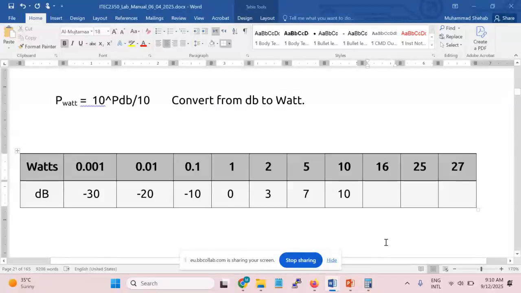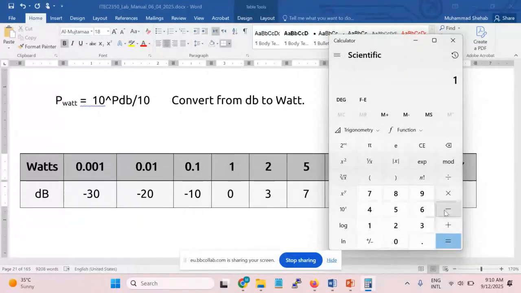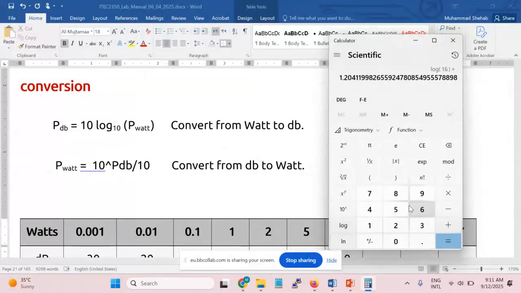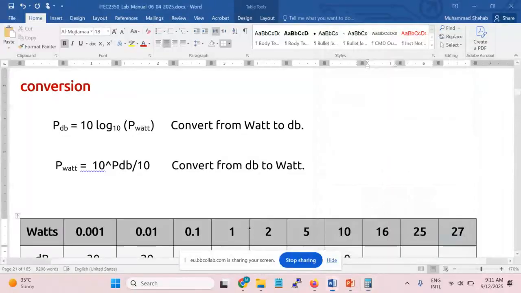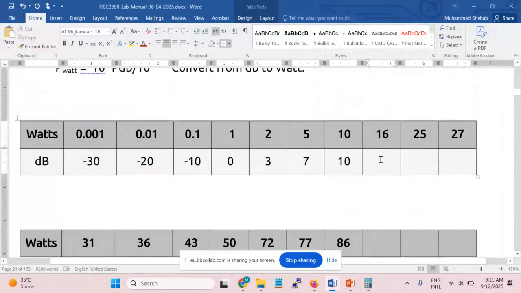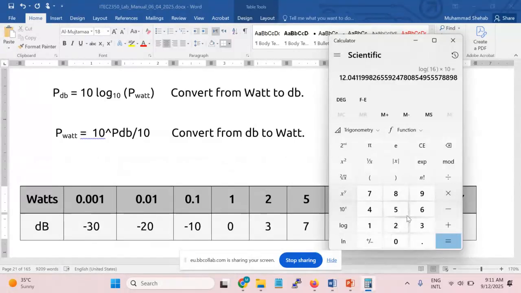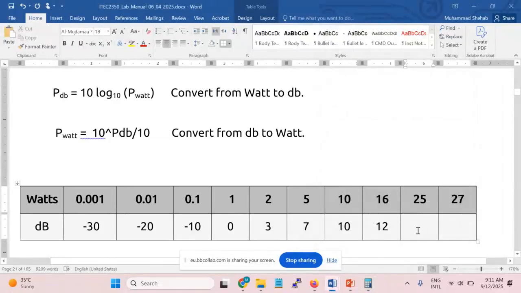16 in watt, how much in dB? I will take the log of 16 times 10, equals 12 in dB. 25 in watt, how much in dB? Log of 25 equals 1.4, times 10 equals 14.